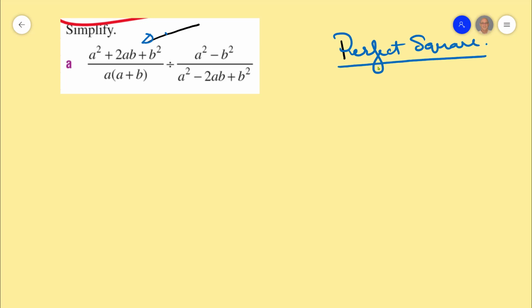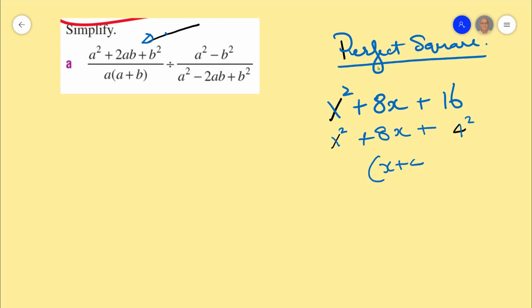Because you go back to what we talked about in class yesterday when we had x squared plus 8x plus 16. You and I said that was a perfect square. And the reason we said that is because that's 4 squared, that's x squared, and two 4s were 8. So that formed the idea of a perfect square.